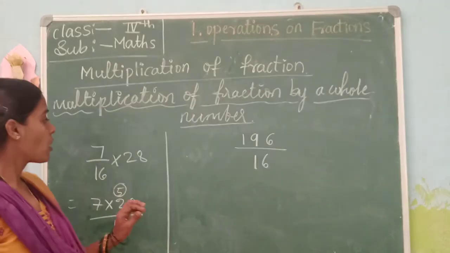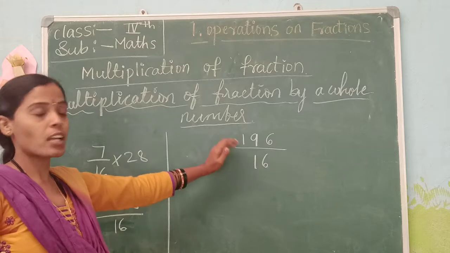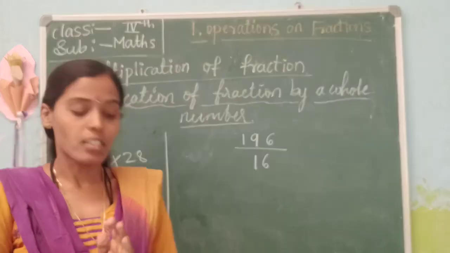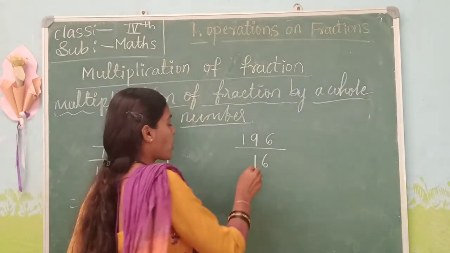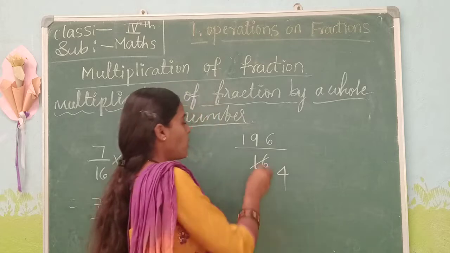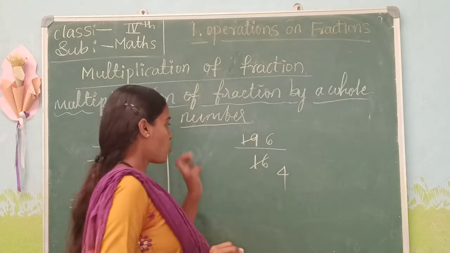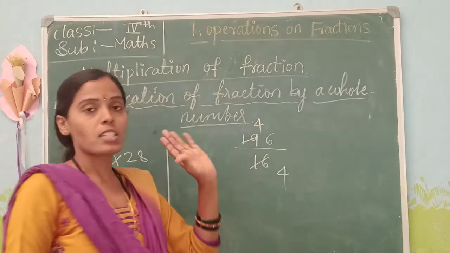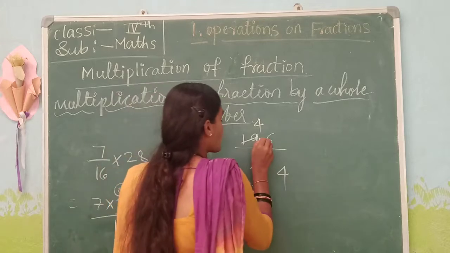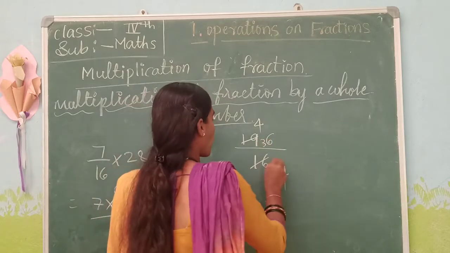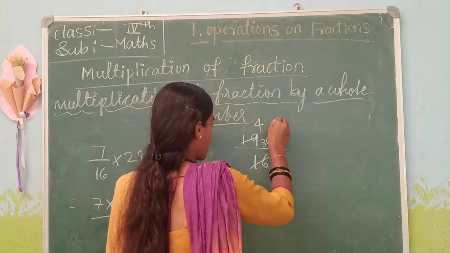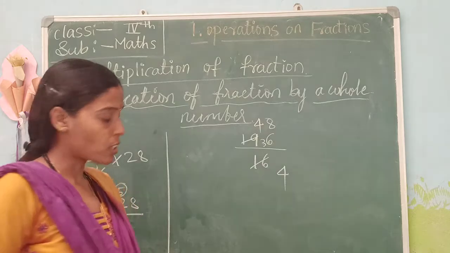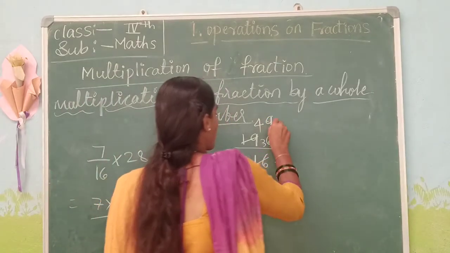196 divided by 16. Now 196 and 16 are in the same table. When the numerator and denominator are in the same table, you just divide. Here 4 fours are 16. 4 fives are 20. 4 fours are 16. Then 17, 18, 19, 3 remains. So write here 3, it becomes 36. Again 4 nines are 36.